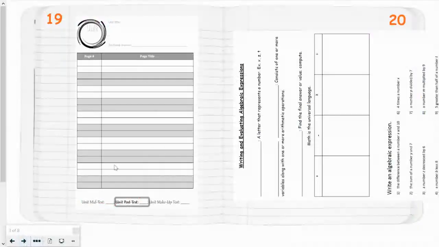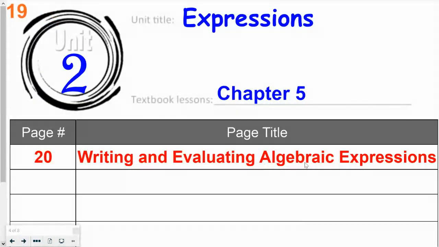We are going to start a new unit. It is going to be textbook lesson, and then we'll fill that in. Page 20 is where we're filling in our notes today. Page 20 is writing and evaluating algebraic expressions. We are doing unit 2, which is expressions, and this is chapter 5 in our textbook. Fill that in so you know where you can find everything that you need for this unit. Being organized is really the key to being a successful scholar.